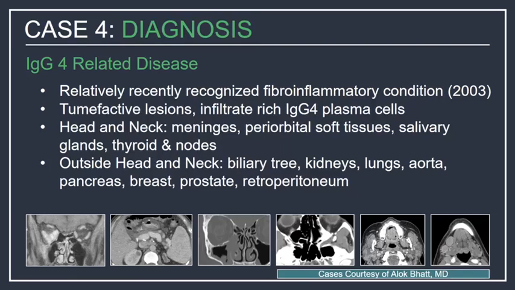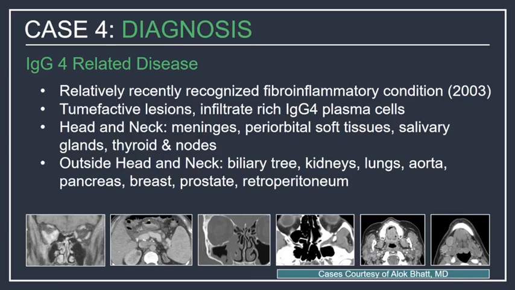So IgG4-related disease is relatively recent, in that it was discovered back in 2003. Initially it was kind of captured under the umbrella of idiopathic orbital inflammatory syndrome for us in the head and neck. But in 2003, it was recognized as its own separate pathologic entity. This results from tumefactive lesions that are infiltrate-rich in IgG4-related plasma cells, and when it involves the head and neck, it typically involves the meninges, the periorbital soft tissues, including the cranial nerves, salivary glands, thyroid, and lymph nodes.